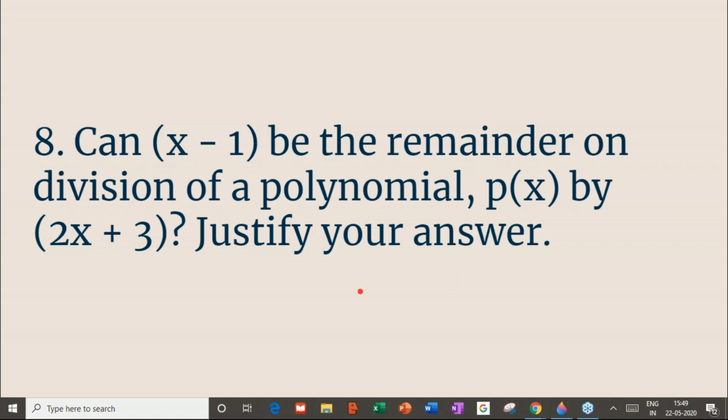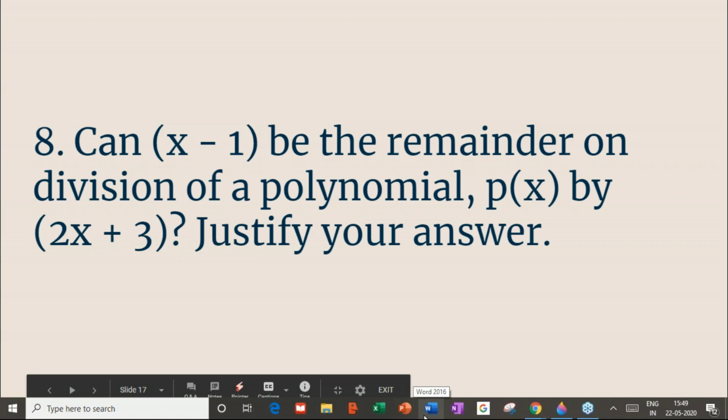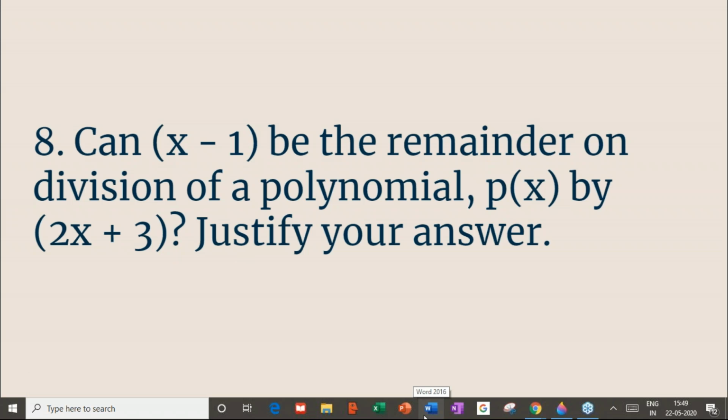Hey, I'm not sure where you're getting at. Okay, so the basic property used here is that the degree of the remainder should be lesser than the degree of the divisor. In case the degree of the remainder is equal to or greater than the divisor, which means further division is possible. That means you've not divided it completely.